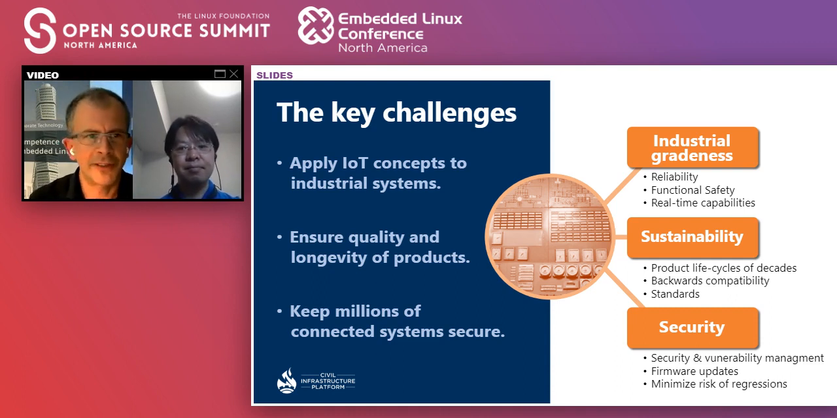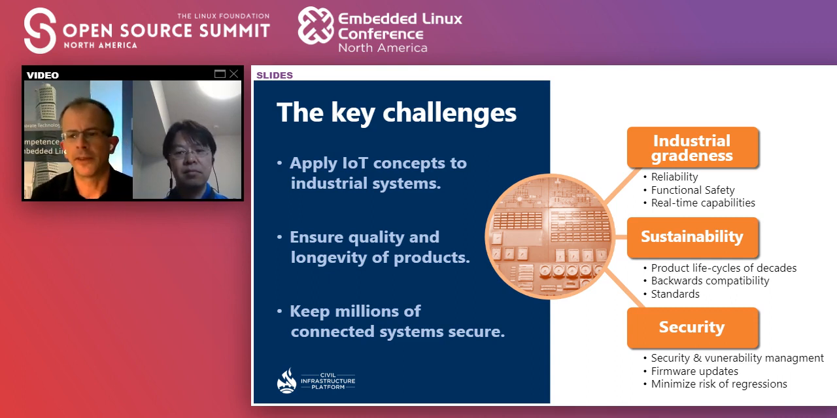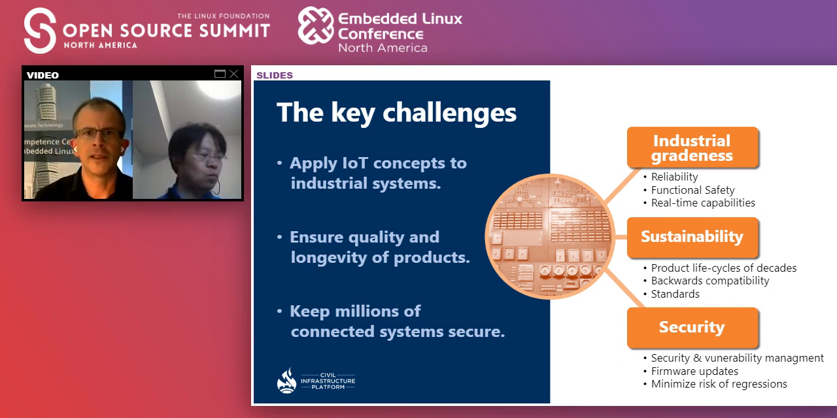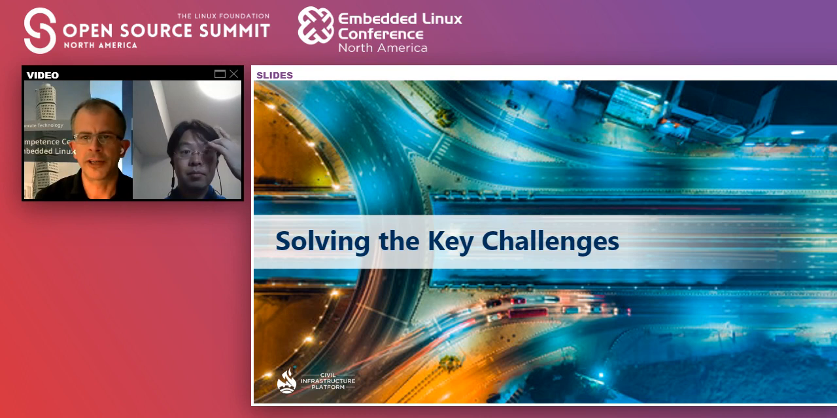Okay. So this slide summarizes what I was talking about. So our systems, which are part of civil infrastructure, which are part of industry, have to be industrial grade in the sense that they have to be reliable. Sometimes we have functional safety requirements. They very often need to fulfill real-time capabilities. These systems live for a long time, like decades, not years. We need a strategy how to exchange things. So this backwards compatibility. And security-wise, yes, we have also to consider how do we ensure security over the years. That means security vulnerability management. This means we need a robust software update concept. And of course, behind that, we have to ensure that there are no regressions in the system.